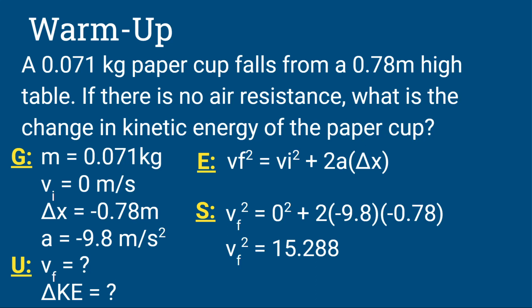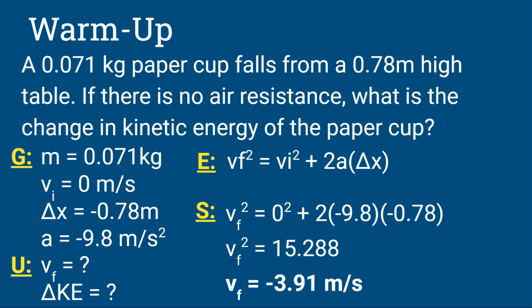Again, that's Vf squared. I need Vf. So I need to take the square root of both sides. The square root of 15.288 is plus or minus 3.91 meters per second. Okay, that is plus or minus when you take the square root of something. Can anybody tell me why I chose minus? Why did I choose negative 3.91? Because it's falling down. Yeah, perfect. Falling down. So I chose the negative sign because I know that it's going to be negative.